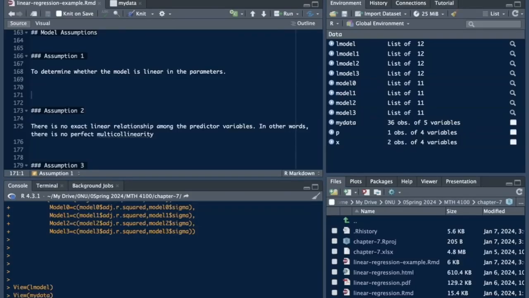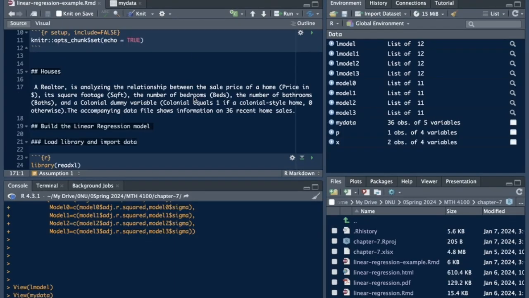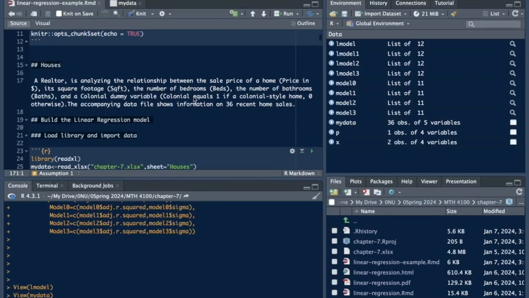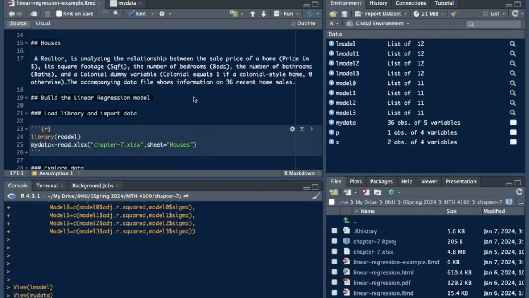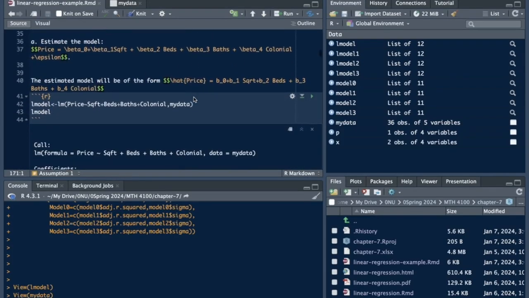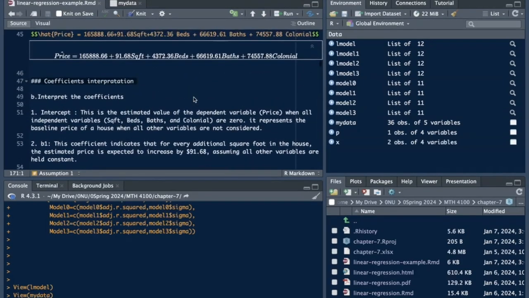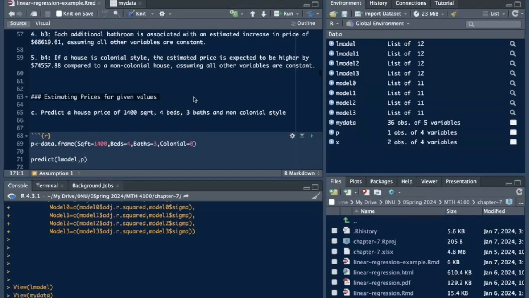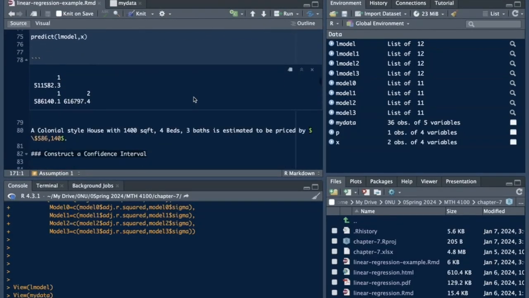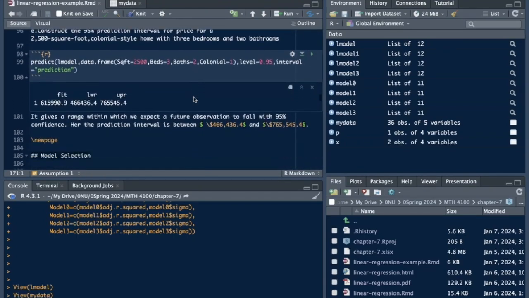In this recording, we will be continuing working on the same example that we started with, which is about houses and predicting the price of houses given some predictor variables. In the first step, we built the linear model, including all of the predictor variables. After that, we did many things. We did the interpretation of the coefficients, then we estimated the prices for some given values, and we constructed confidence intervals and prediction intervals for some given values.